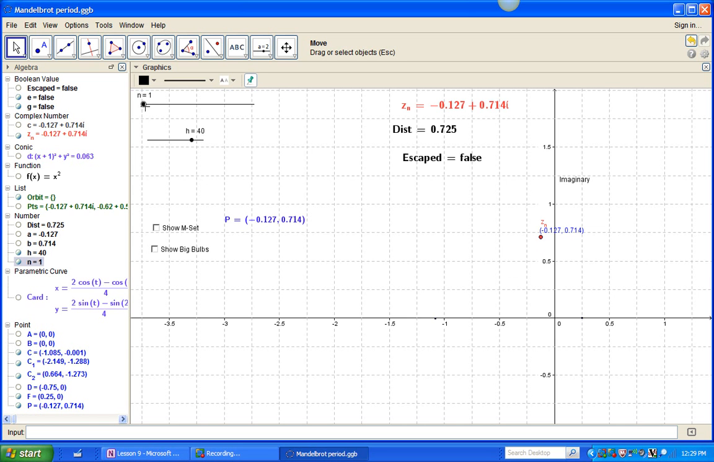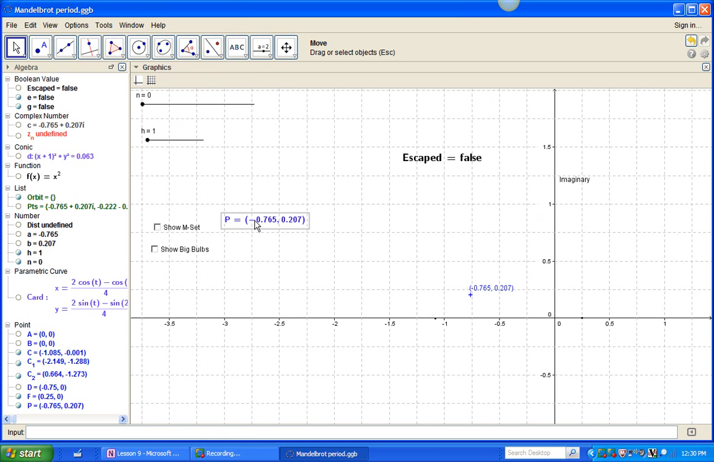We're going to gradually increase iterations, and we're going to show all of them at first, and we're going to see what happens. You can see almost right away this settles down into a 3 cycle. So this value of C, negative 0.127 plus 0.714i, looks like it's an eventual 3 cycle, which means it is in the Mandelbrot set. Let's look at one that escapes.